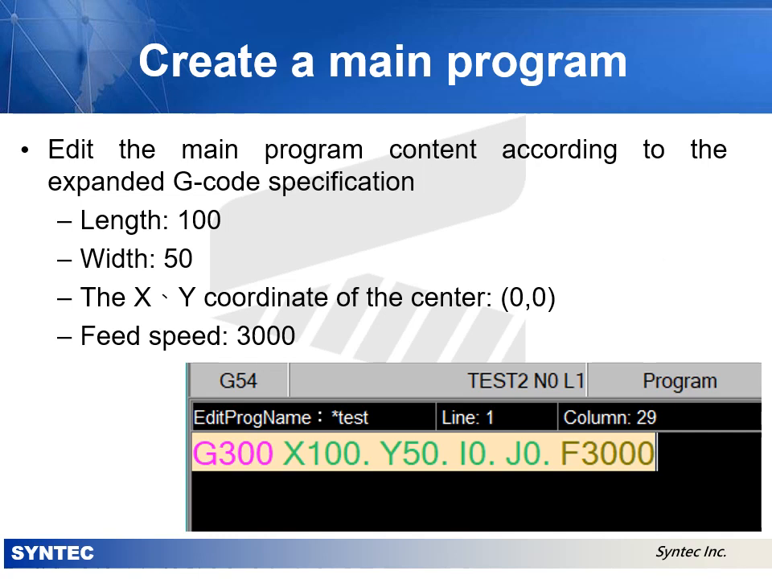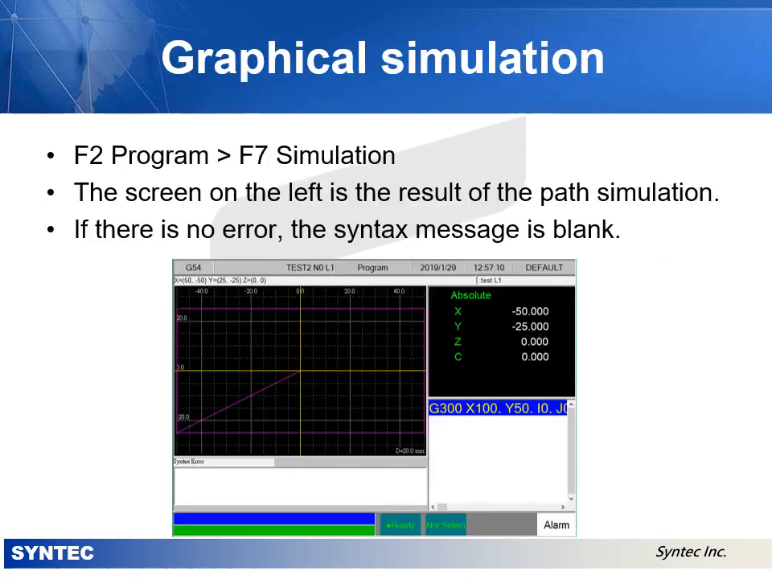For example, we're going to machine a rectangle with 100 mm in length, 50 mm in width, 0 in the center, and 3000 in speed. Input these specifications in the edit window. Note that the decimal points should be inputted.